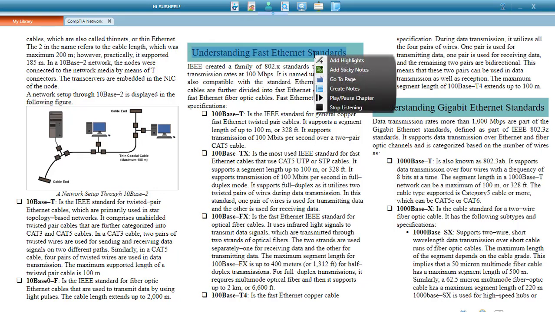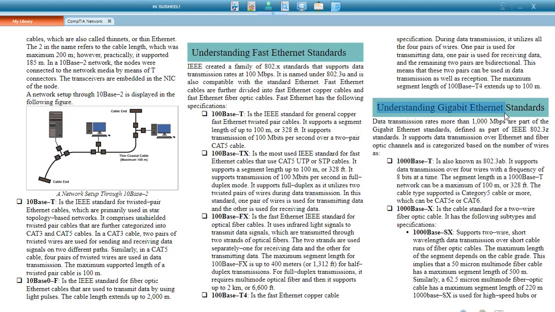Understanding fast Ethernet standards. IEEE created a family of 802.x standards that supports data transmission rates at 100 Mbps. It is named under 802.3u and is also compatible with the standard Ethernet. Fast Ethernet cables are further divided into Fast Ethernet copper cables and Fast Ethernet fiber optic cables. Fast Ethernet has the following specifications.